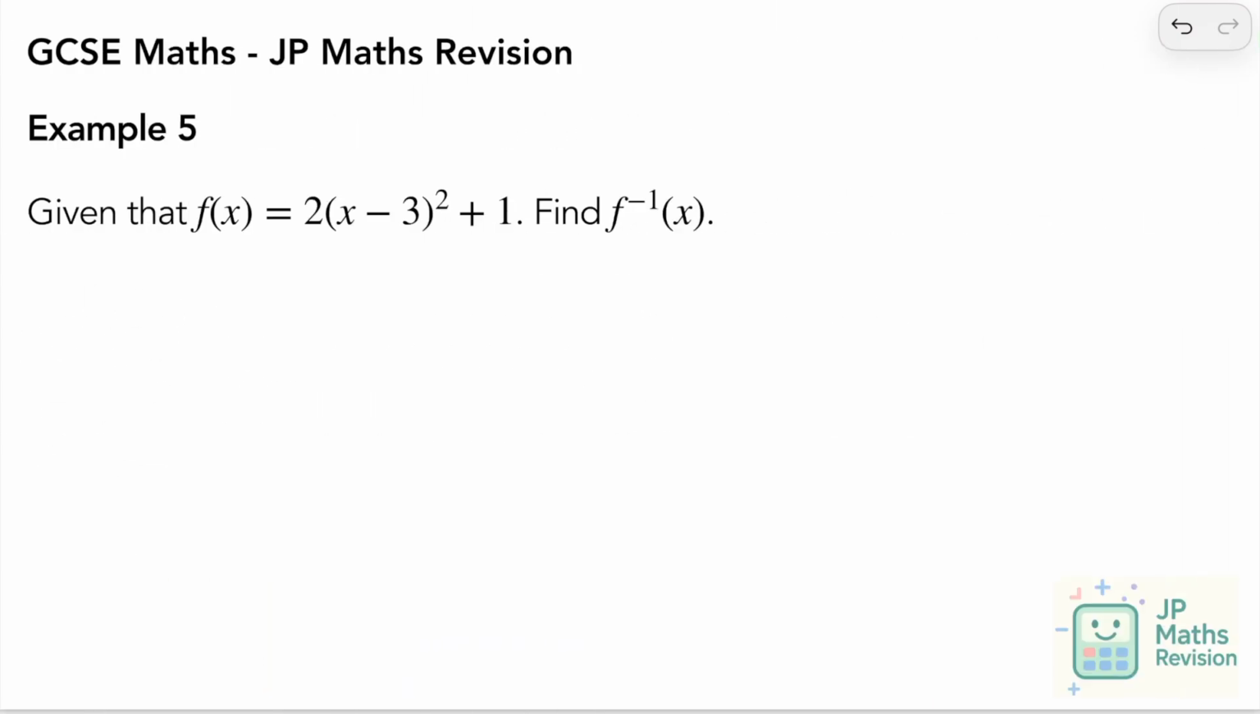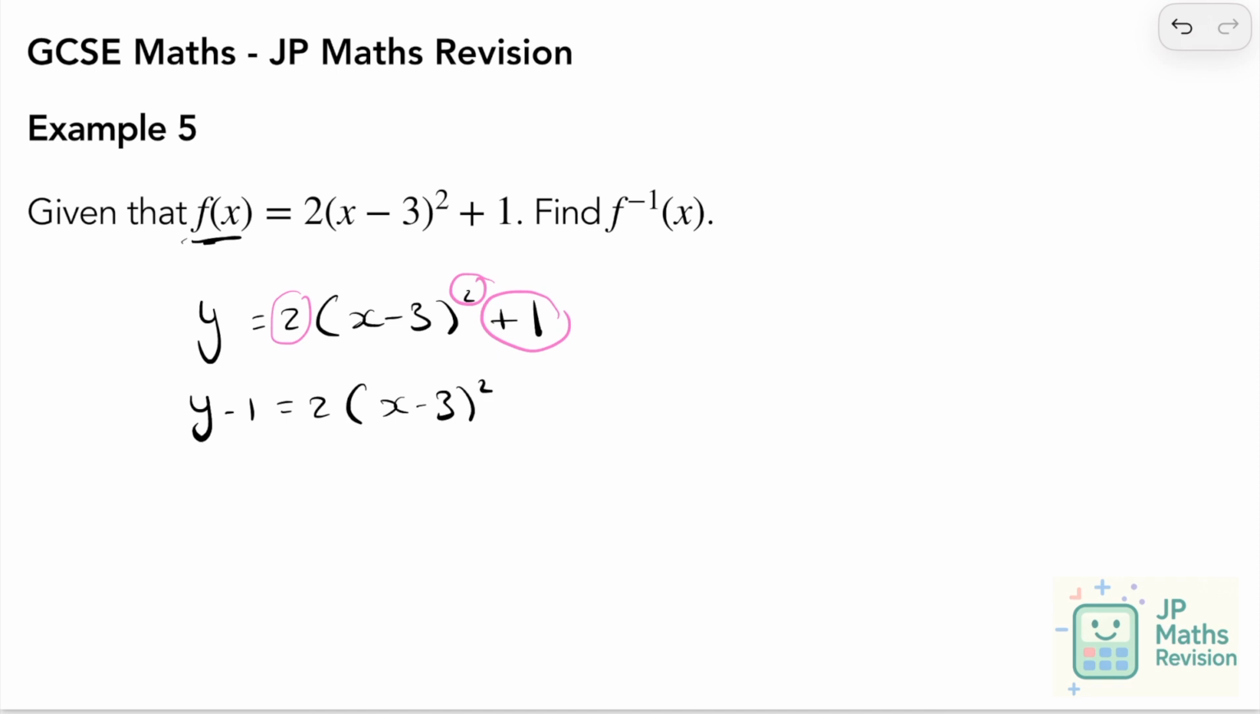Here's another example. So we now need to find the inverse. So again, we're going to replace f of x with y. So y equals 2 bracket x minus 3 squared plus 1. And now we're going to make x the subject. So the thing that's in the way of x being by itself this time is the plus 1, the 2, and the squared. So to get rid of the plus 1, we're going to minus 1. So y minus 1 equals 2 bracket x minus 3 squared.